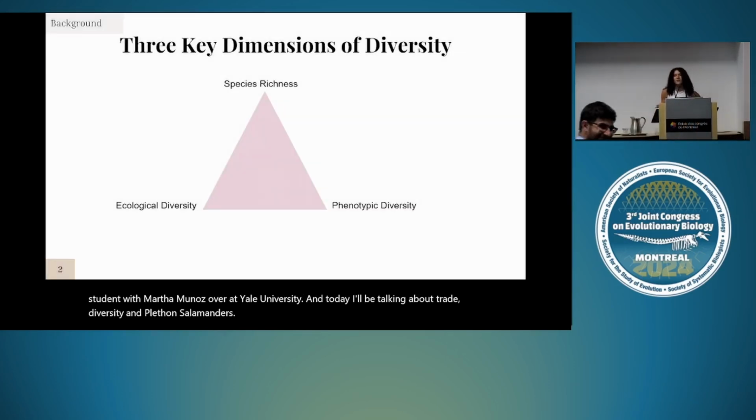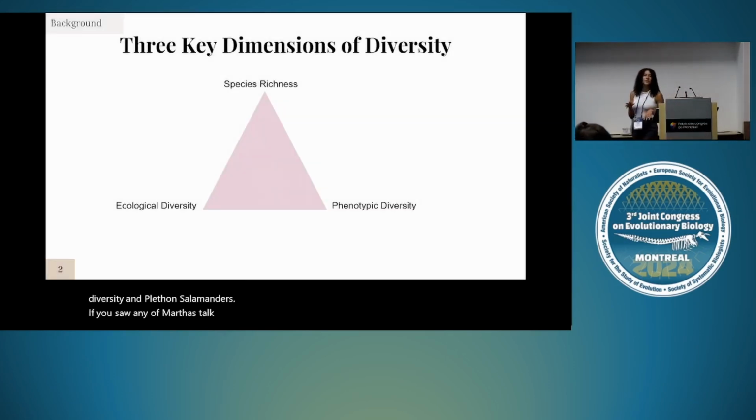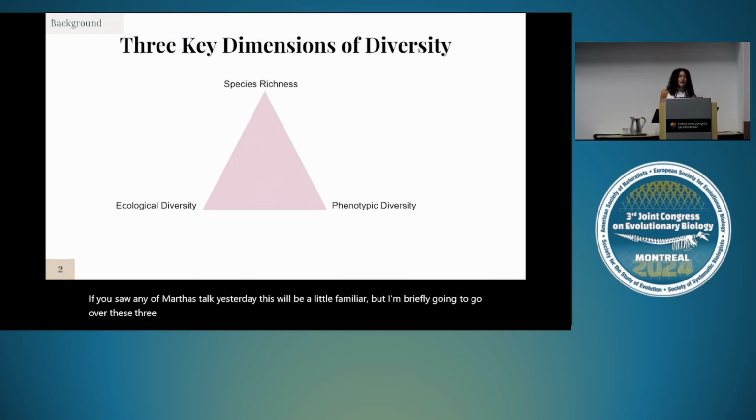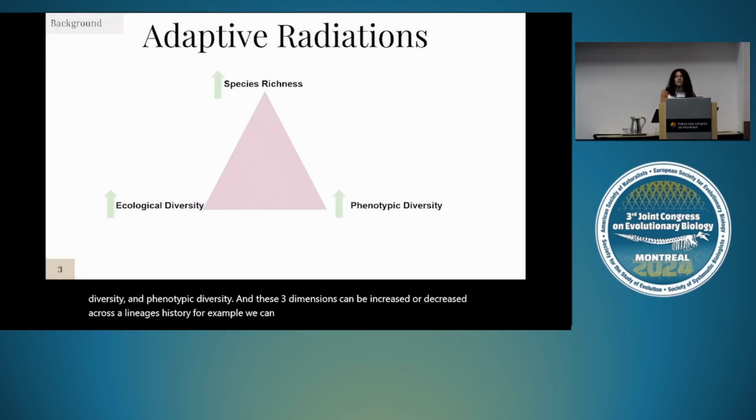Now, if you saw any of Martha's talk yesterday, this will be a little familiar, but I'm briefly going to go over these three key dimensions of diversity. We have species richness, ecological diversity, and phenotypic diversity. And these three dimensions can be increased or decreased across a lineage's history. For example, we can have a case where we have high species richness, high ecological diversity, and high phenotypic diversity, which is what we see in adaptive radiations.